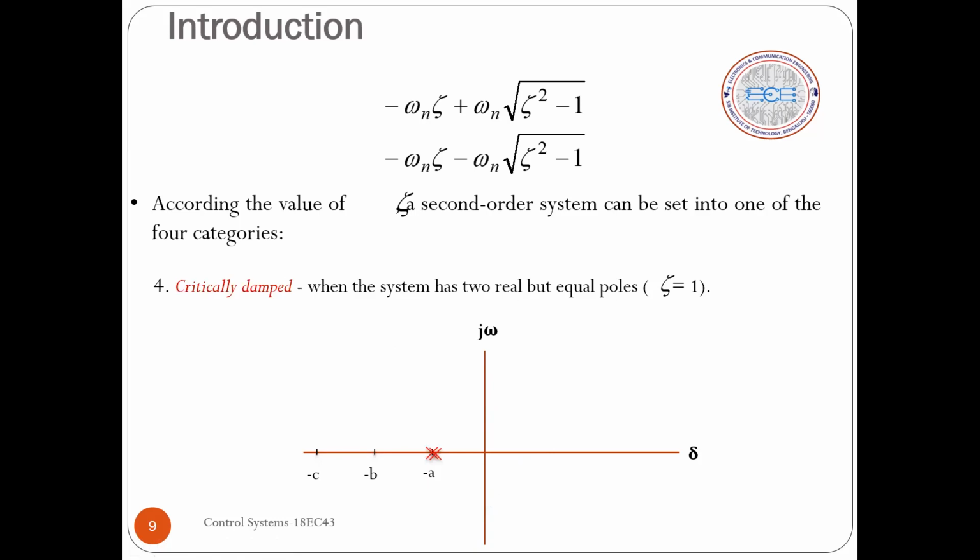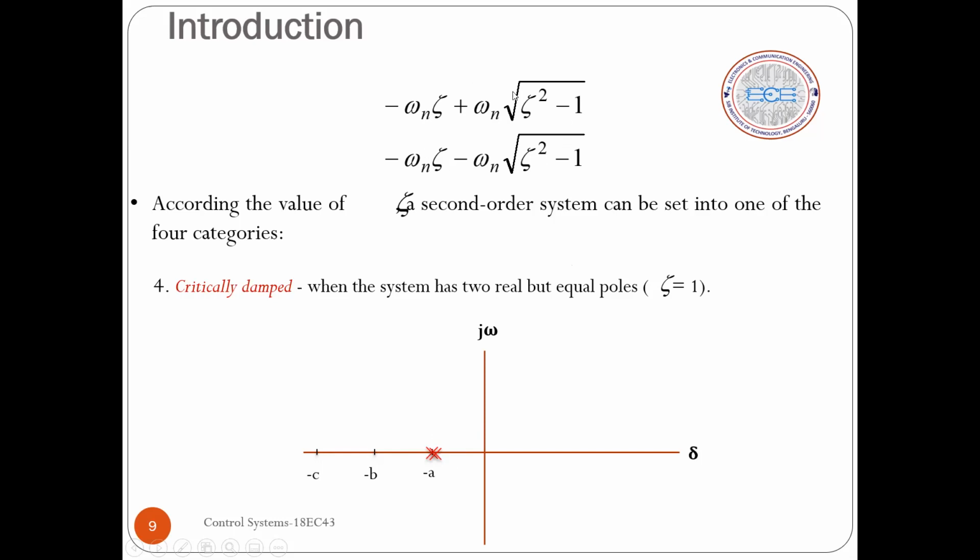We have lastly the critically damped condition, when the system has two real but equal roots, equal poles. For zeta equal to 0, you will have plus or minus j omega n as the roots. You substitute zeta equal to 1, and you will get minus omega n, minus omega n. So both the poles will have the same value, minus omega n.